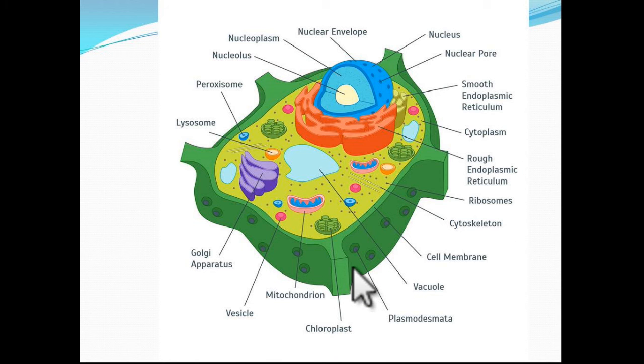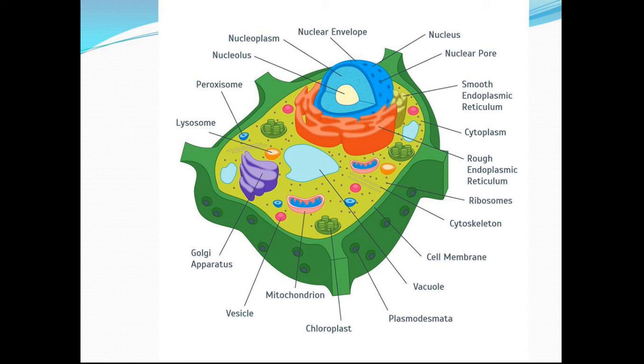Then children, plasmodesmata is present, which is a connecting link. Vacuole is present. Cell membrane. Cytoskeleton, ribosome, the spherical bodies which help in the synthesis of proteins. Endoplasmic reticulum, both smooth as well as rough. Cytoplasm, the jelly-like substance which fills inside the cell. Then you can see nuclear pores, nucleus here.